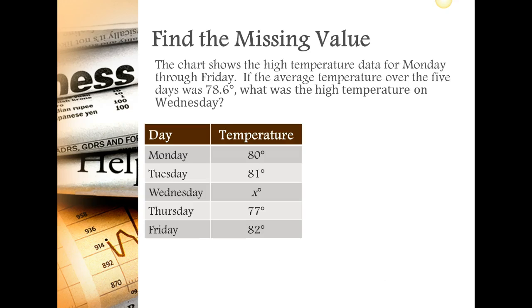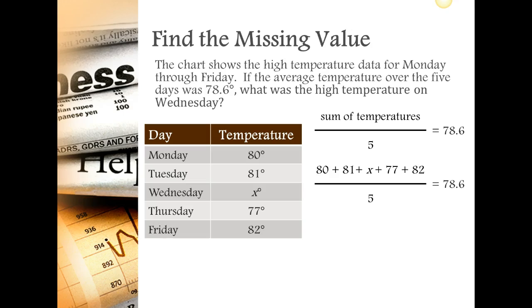In this problem, we are asked to find the missing value. The chart shows the high temperature data for Monday through Friday. If the average temperature over the 5 days was 78.6 degrees, what was the high temperature on Wednesday? When we find the missing value, we can think of doing the mean in reverse. We know that the sum of the temperatures in the table divided by 5 equals 78.6. This would be 80 plus 81 plus whatever Wednesday's temperature is, plus 77 plus 82, divided by 5.